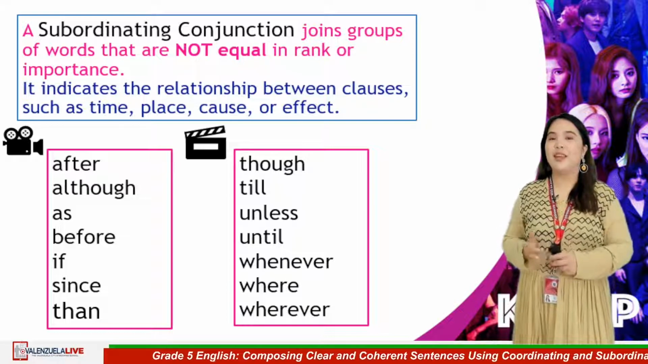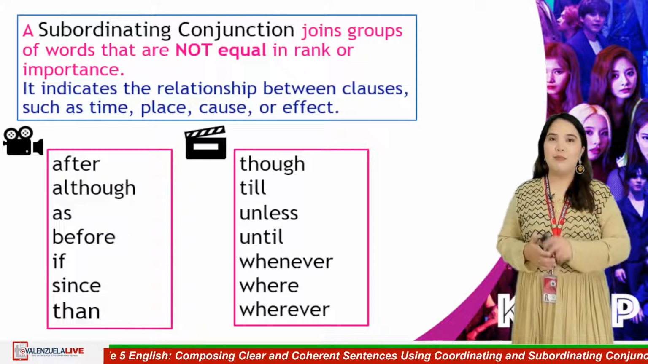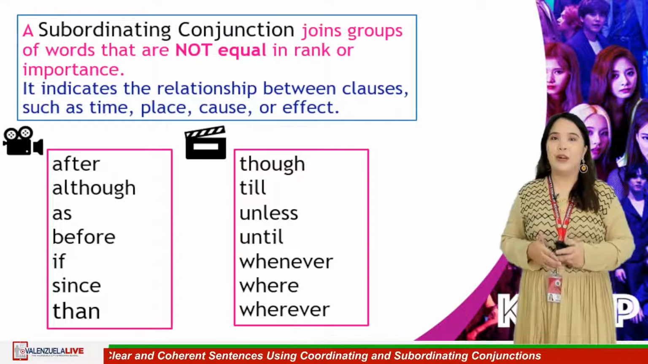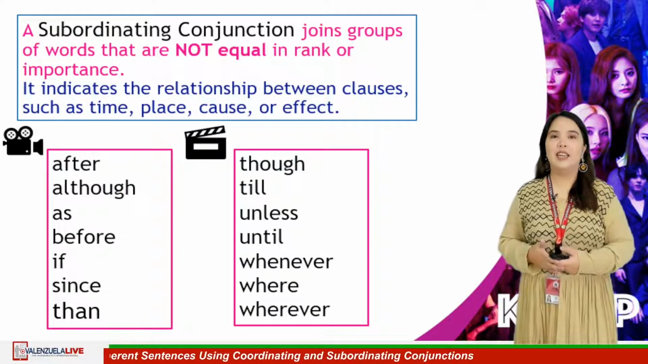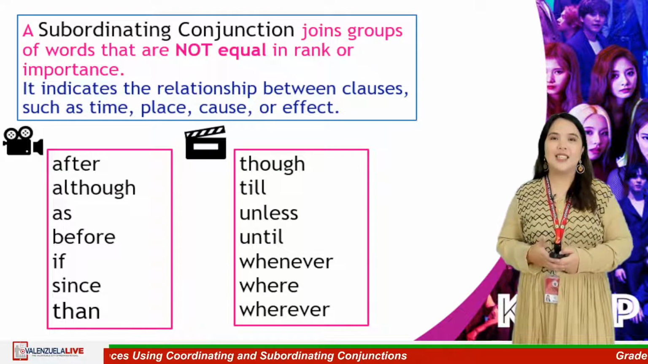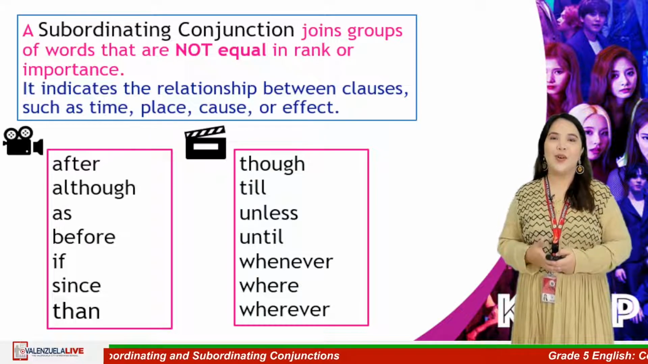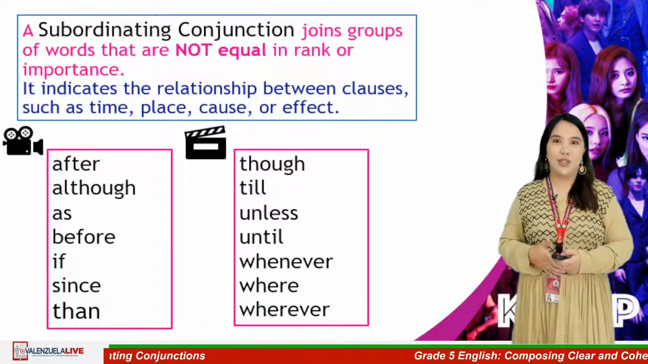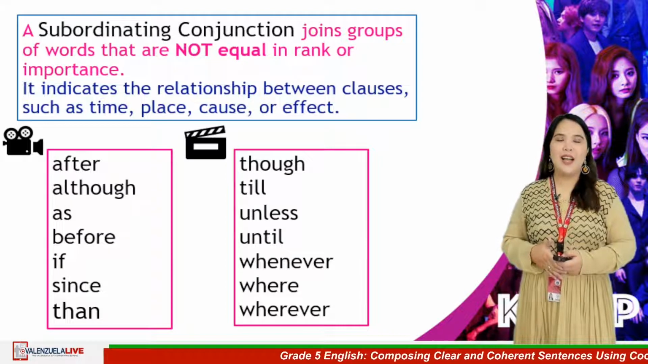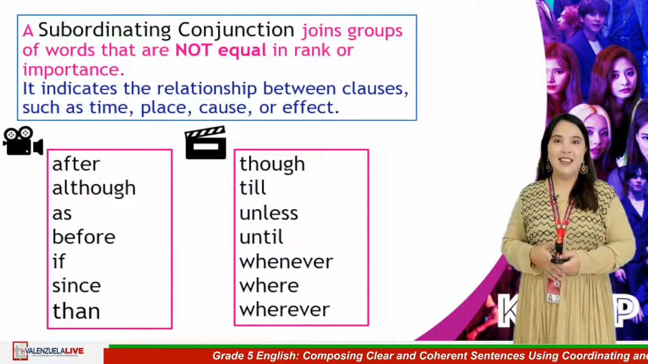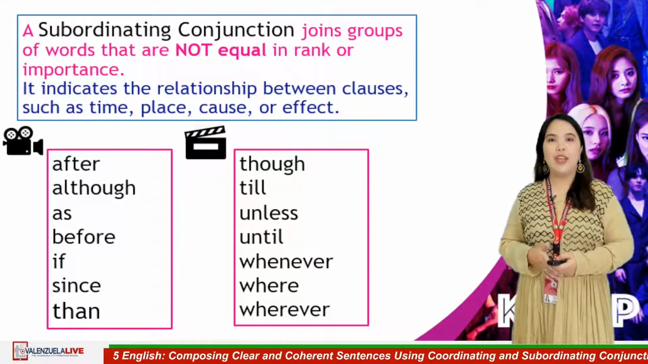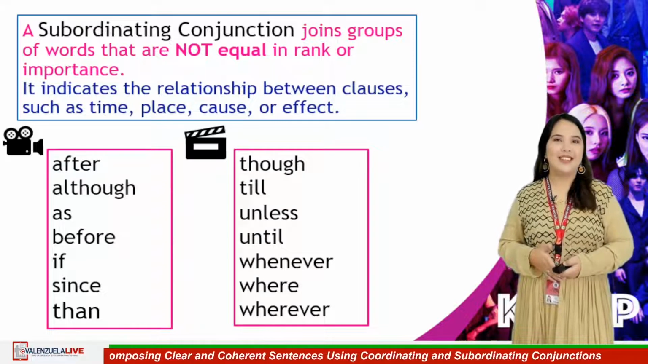Let's move over to subordinating conjunctions. A subordinating conjunction joins groups of words that are not of equal importance or rank. It indicates the relationship between clauses such as time, place, cause, or effect. So here on the list are the commonly used subordinating conjunctions. We have after, although, as, before, if, since, than, though, till, unless, until, whenever, where, and wherever.